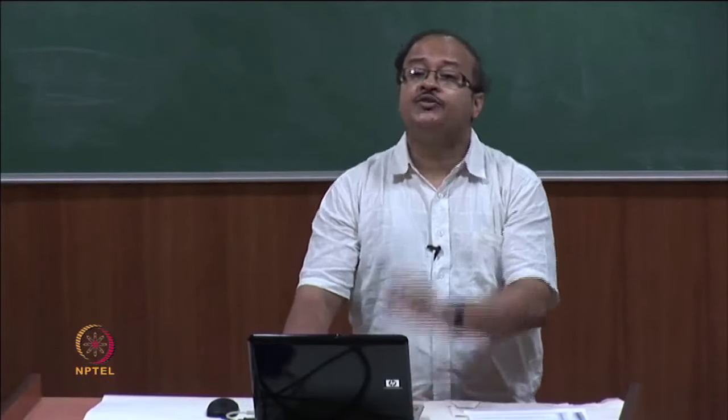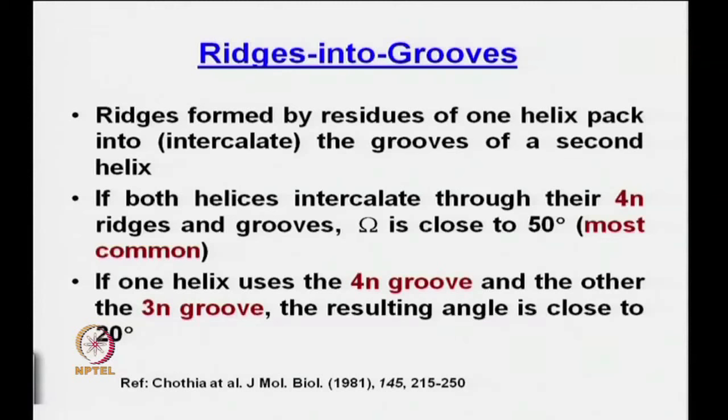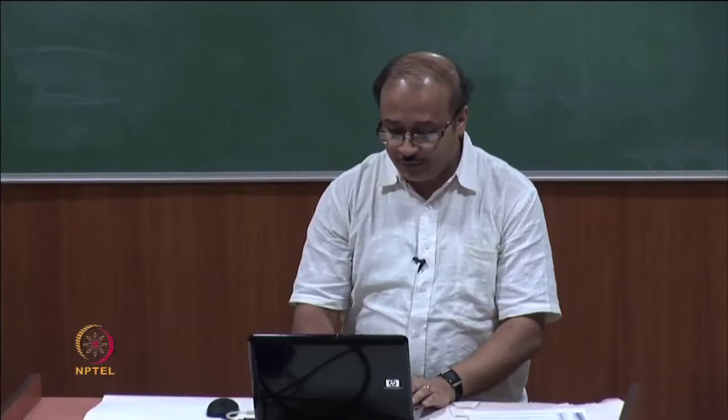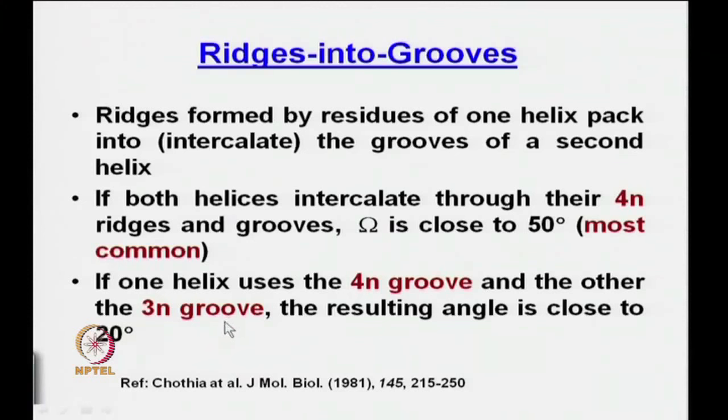If one helix uses the 4n groove and the other helix uses the 3n groove, then it should not be a groove, it should be a ridge. There is a typo out here, this groove should be read as ridge. The resulting angle is close to 20 degrees. That means this is the groove and this is the ridge. You cannot have packing between two grooves, obviously.